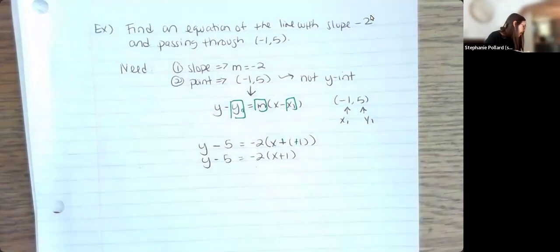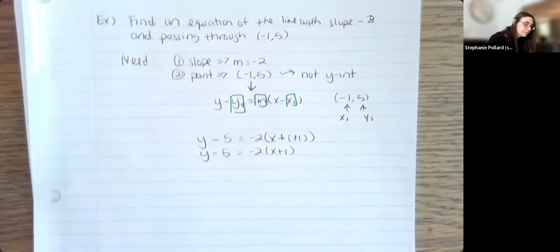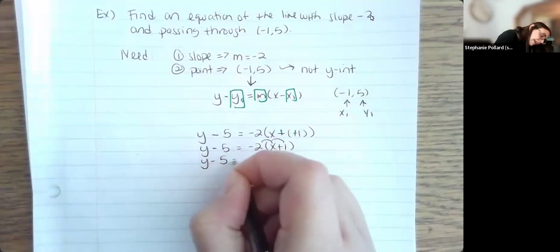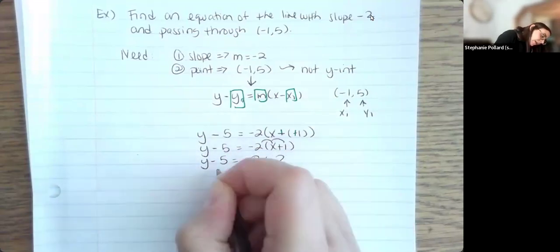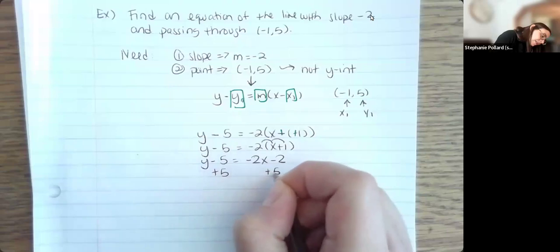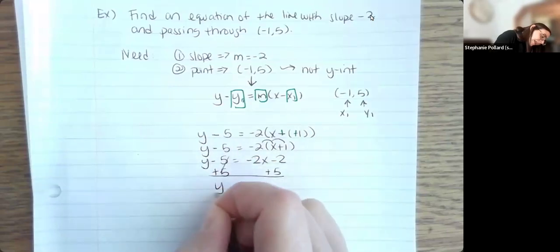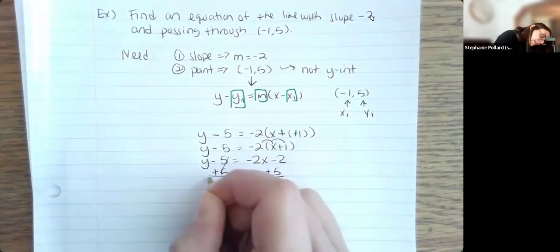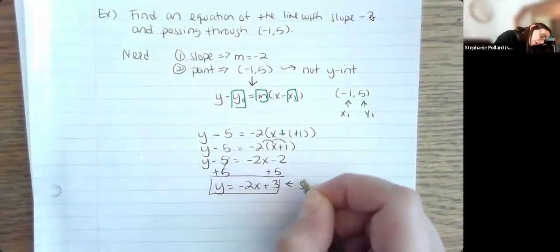And then we're going to actually clean this up. So let's write this in both the slope form and the standard form. We'll just practice both here. I'm going to start by multiplying through. I get -2x minus 2. I'm going to add 5 to both sides, combining like terms. And I have -2x plus 3. And this right here is my slope intercept form.